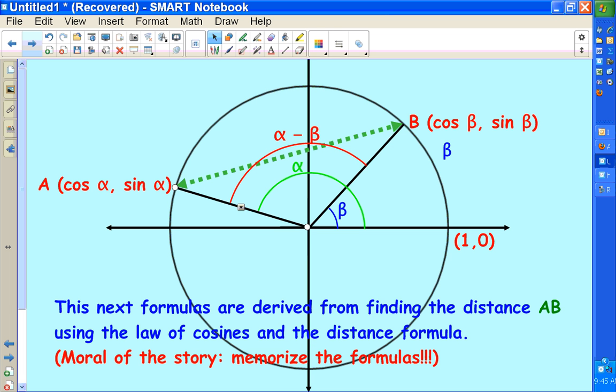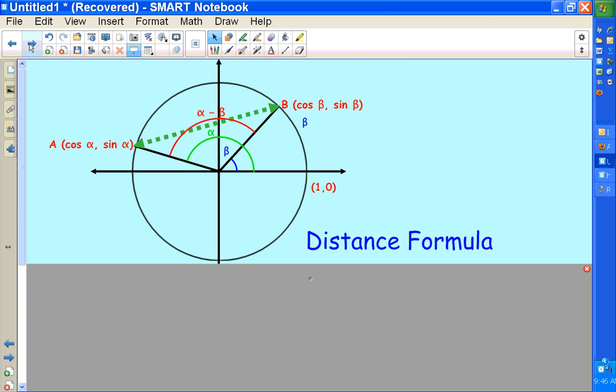The triangle we're going to be utilizing for the derivation is this triangle right here, with the origin, with A, and with B. And I'll separate that triangle out for you. So when you look at this picture, we're going to find the distance from A to B. And the first way we're going to do it is to use the distance formula. So we're just finding the distance from A to B.